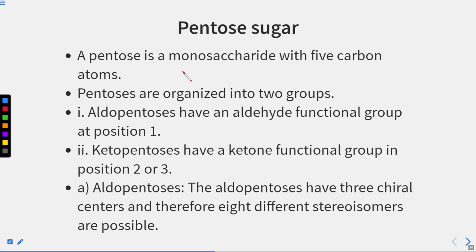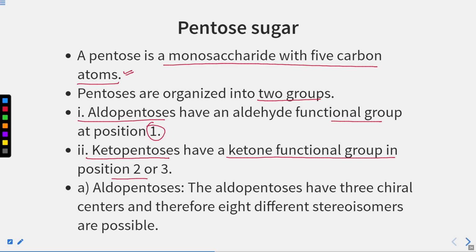Pentose sugar. A pentose is a monosaccharide with 5 carbon atoms, right? And pentoses are organized in two groups. That is the aldopentoses, which have an aldehyde as a functional group at position number 1, whereas the second is the ketopentoses, and they have a ketone functional group at position 2 or 3. So these are the two different forms of the pentoses. Either they are aldopentoses or ketopentoses. Now let us see in detail about the aldopentoses.